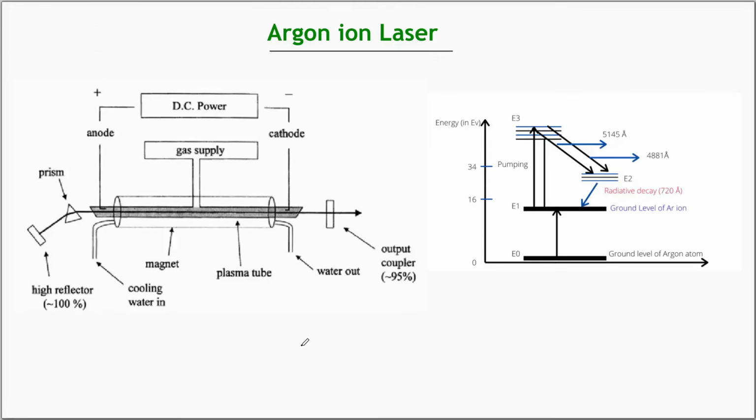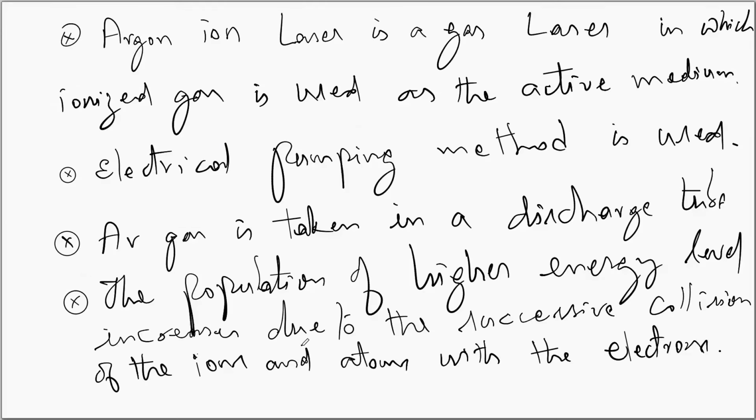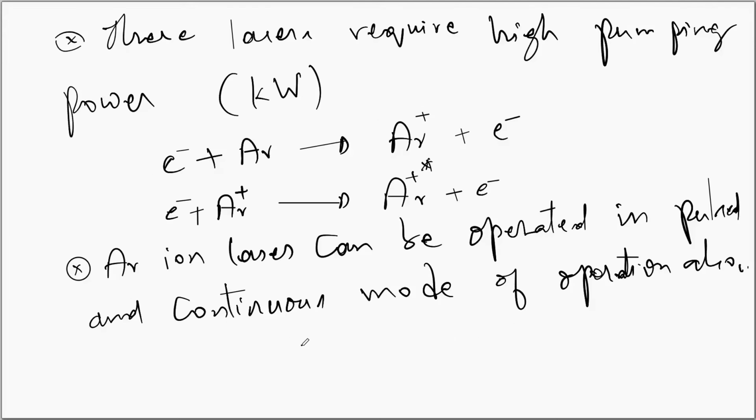In this video, we have started our discussion by stating that the argon ion laser is an ionized gas laser, and we use the electrical pumping method to supply energy to the argon ions. And argon gas is taken in a discharge tube that is made up of beryllium oxide. The argon ion laser can produce several kilowatts of power. The argon ion laser can be operated both in continuous mode and pulsed mode.